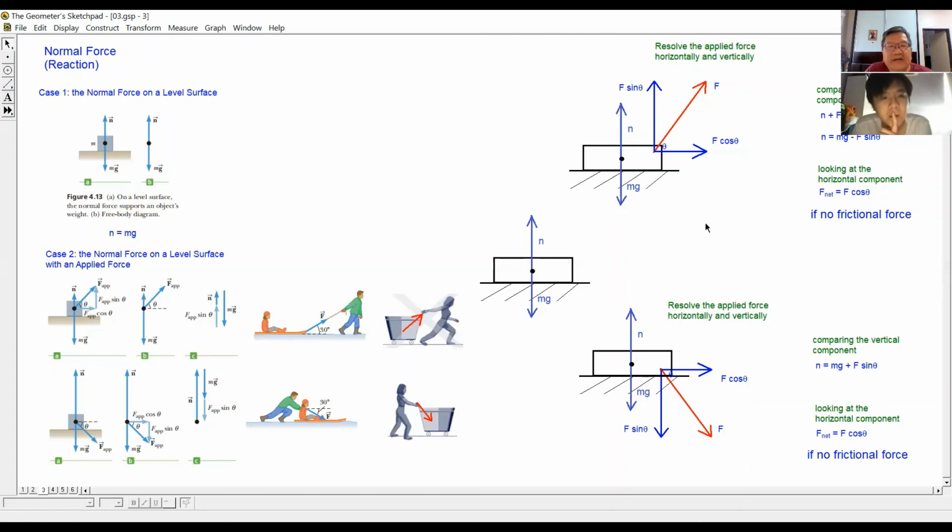Pulling is easier. When you pull the trolley, you use less effort. When you push the trolley, you are using more effort, more tiring. But if you push, it is easier to control the trolley. When you pull, you cannot see the trolley because it is behind you, so it's quite difficult to control. That's the difference.